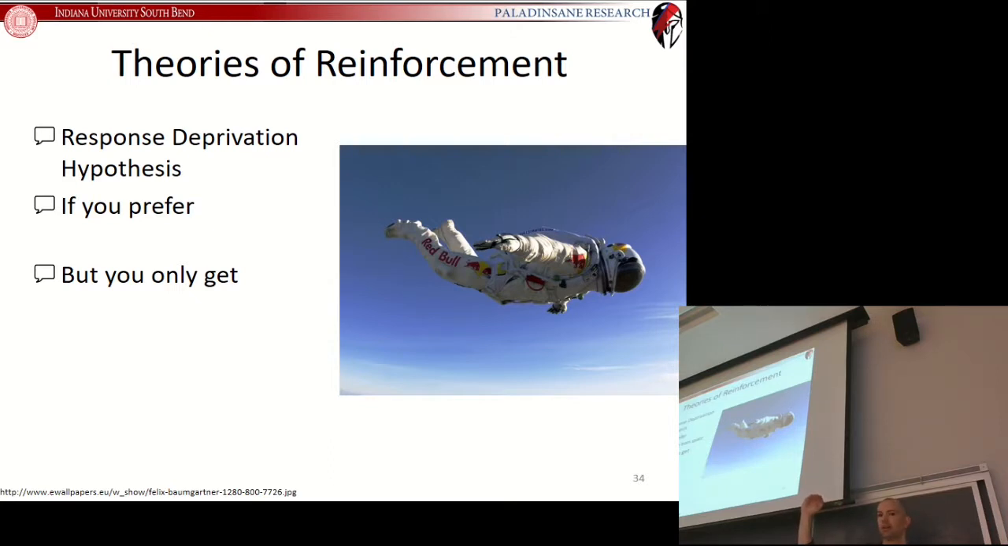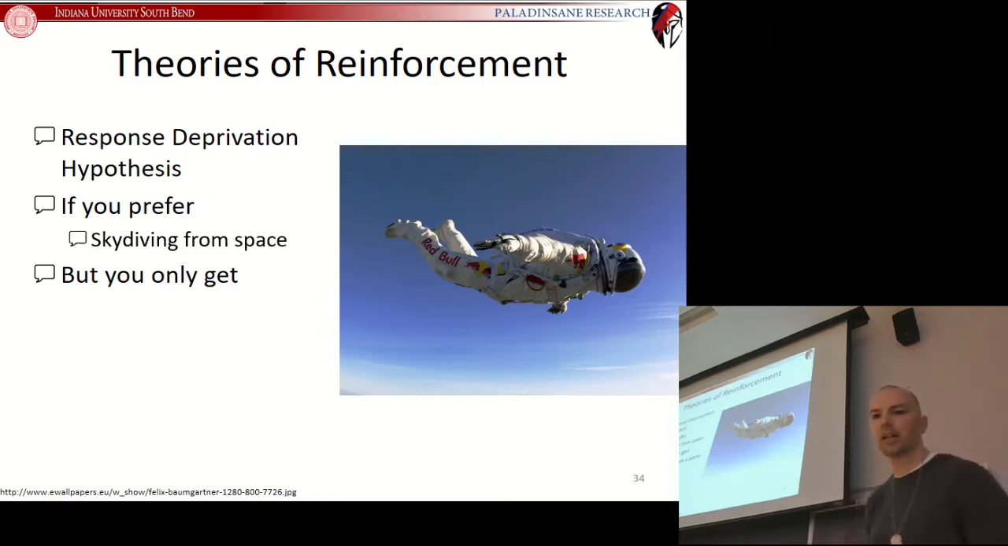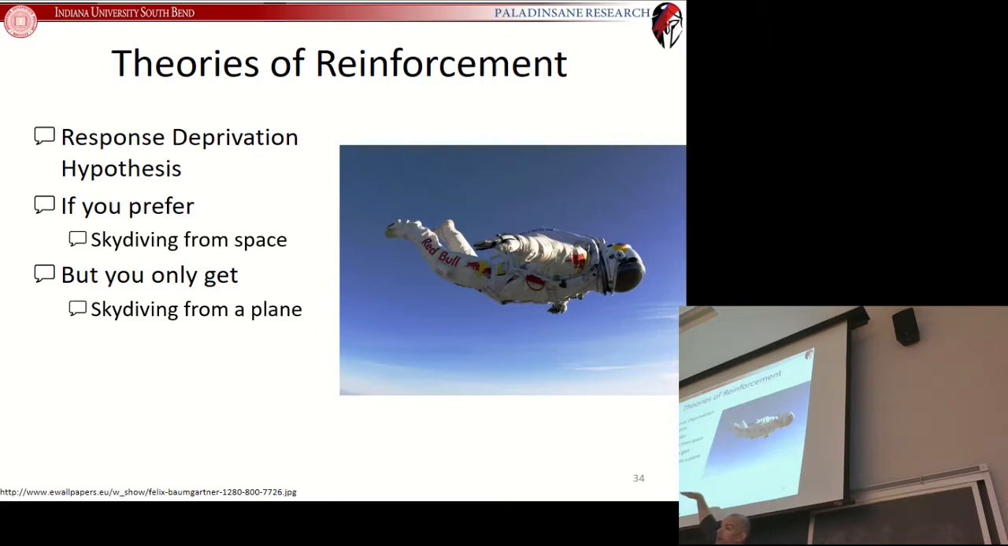Well, for some reason, and we're going to see why in the coming lectures, for some reason, Baumgartner preferred skydiving from outer space. That was his preferred level of behavior. And up until that point, he only got skydiving from a plane. And that means that he literally wanted to be up here in the upper atmosphere. That was his preferred level. He was down here in the lower atmosphere, jumping out of planes. It was below his preferred level.